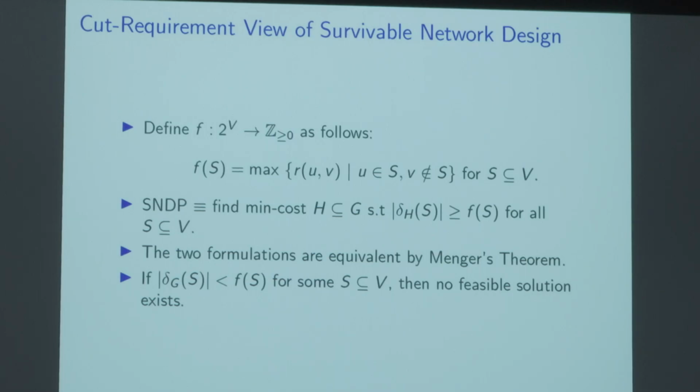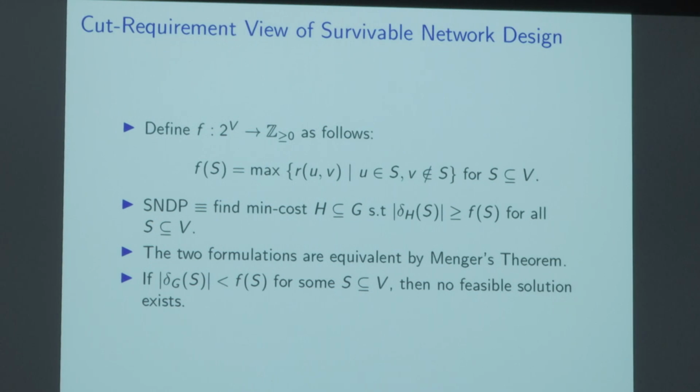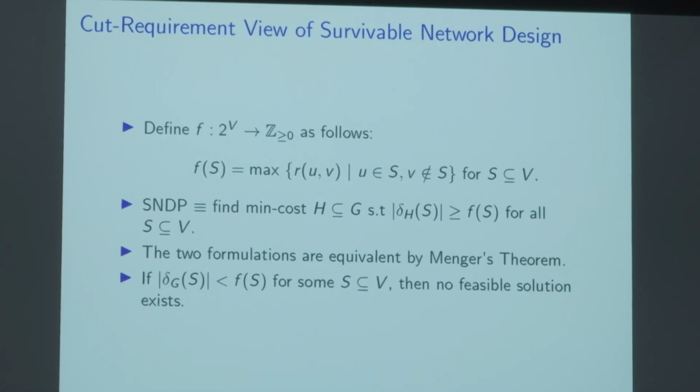How do you define your requirement for a cut? You take a subset of vertices S and you look at all pairs u, v such that one endpoint of the pair is in S and the other endpoint is not in S, and you take the maximum of r_uv over all such pairs, and you define f(S) to be equal to that quantity.